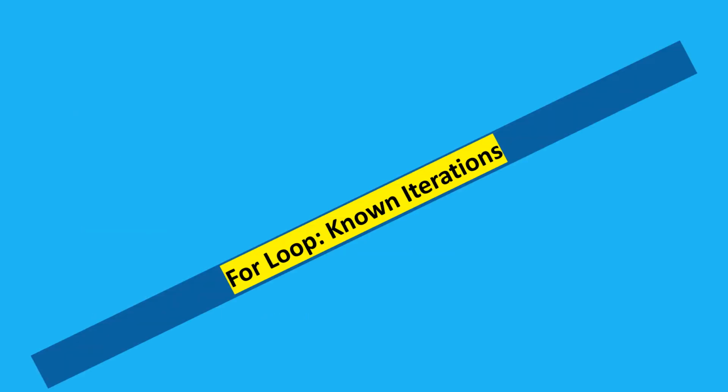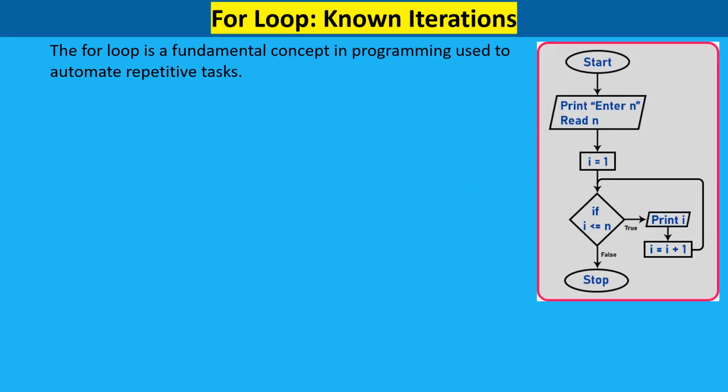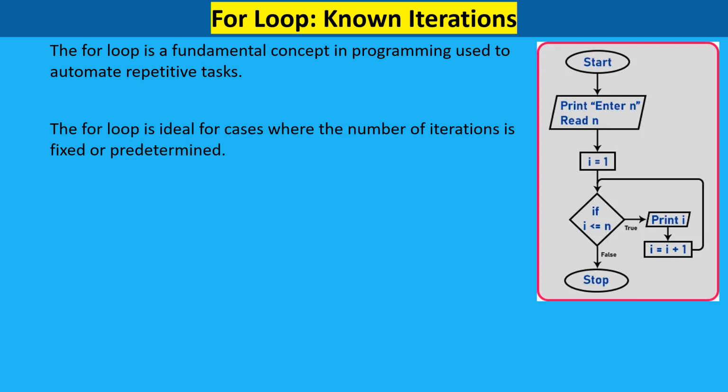For loop introduction. The for loop is a fundamental concept in programming used to automate repetitive tasks. The for loop is best suited for scenarios where you know the exact number of iterations ahead of time. It combines initialization, condition, and update in one compact line, making it efficient for predictable tasks. For example, iterating through an array of a fixed size is a perfect use case for a for loop. The for loop is ideal for cases where the number of iterations is fixed or predetermined.